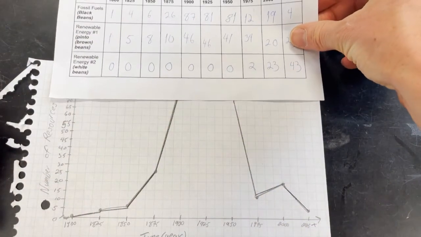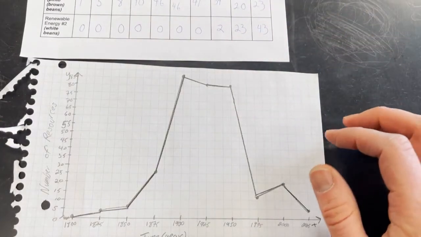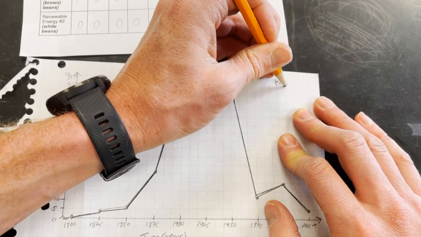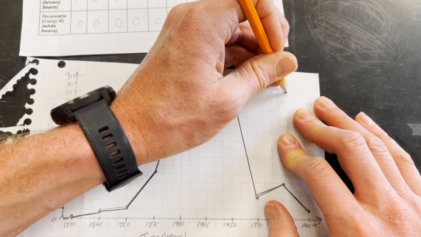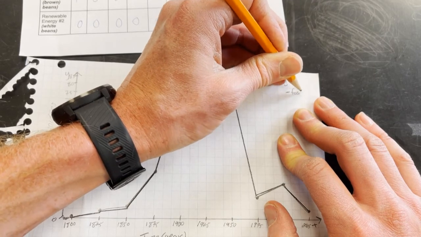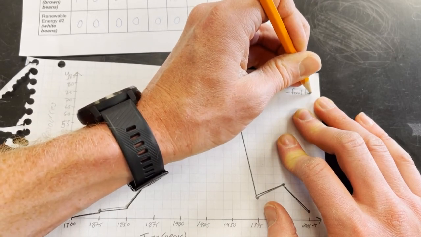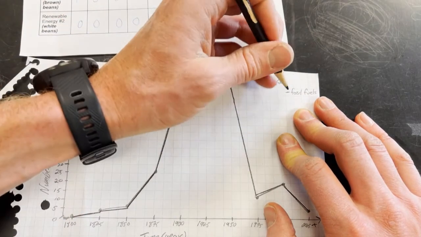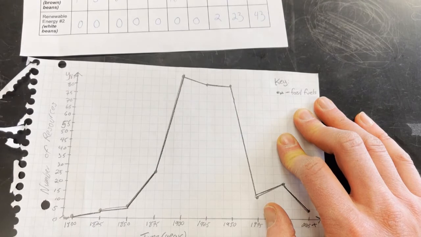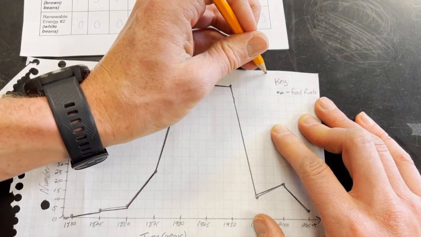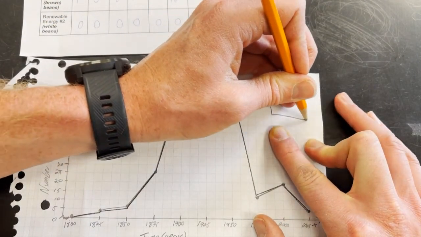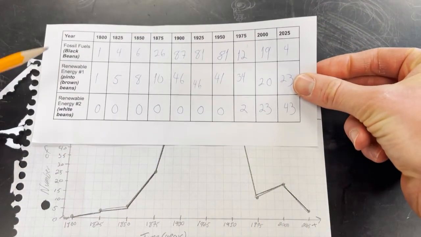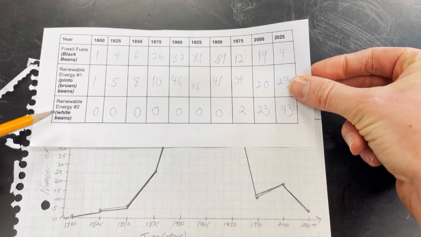But what I'm going to do is in the top right-hand corner of my graph, I'm going to put my key. In my key, I need to show what the different colors represent. So in my key, the first color is going to be black, and that's going to represent fossil fuels. For that, I'm going to use my black colored pencil right next to it and just do a little scribble right there. I'm going to put my key in a box so that it's a little bit separated. And now you're going to go about plotting the data and making the lines for renewable energy number 1 and renewable energy number 2.